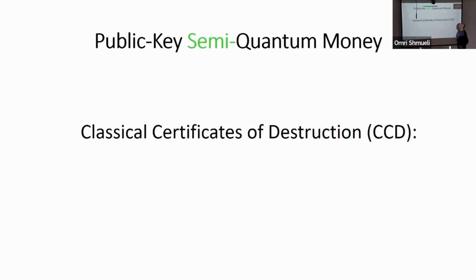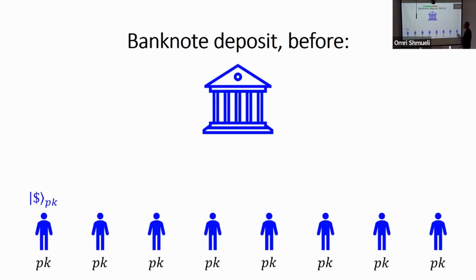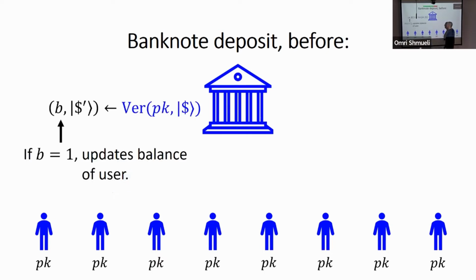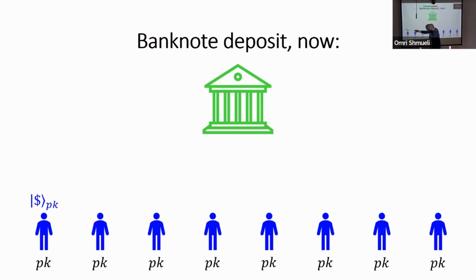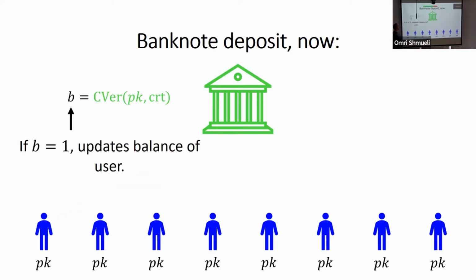And actually we transfer the banknote to the user without using quantum communication. The classical certificates of destruction mechanism, or CCD, lets a user return a banknote back to the bank, to deposit the banknote. So before, with the quantum banknote, it just returns the banknote to the bank and the bank verifies it. Now the banknote can be destroyed using this new mechanism, certificate generation. It derives this classical certificate of destruction and sends it to the bank. And the bank verifies this certificate and reimburses the balance of the user if this is verified.